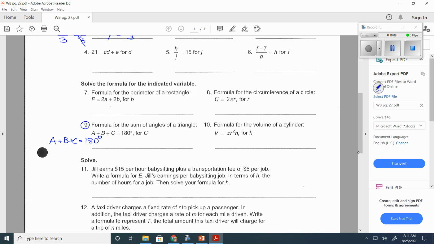We want to get C by itself. C is on the left side, and it has a positive A and a positive B. So we're simply going to subtract A and subtract B on both sides, and that would be solving for C. So C is equal to 180 minus A minus B.